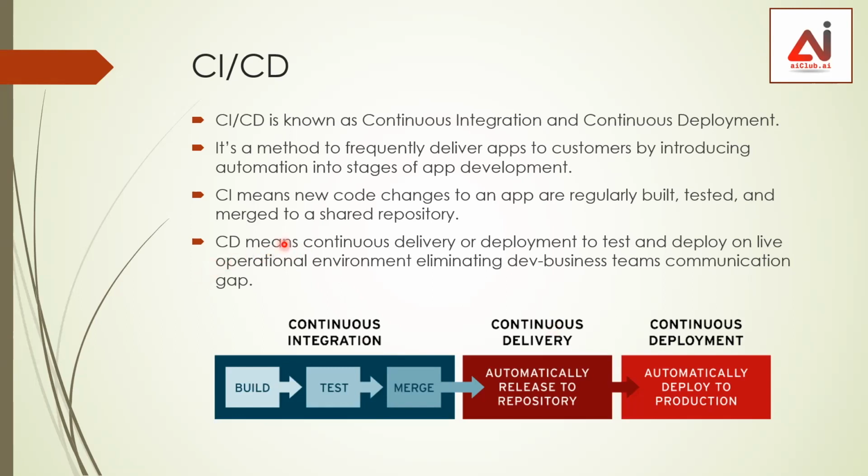Coming to the CD stage, this means continuous delivery or deployment, to test and deploy on the live production environment, eliminating the communication gap between dev and business teams. All these processes are automated, so this is going to eliminate the gap between the devs' requests and the business requirements. And this is going to cut the time between deployments as it is automated in the CD part. This graphical representation is a very good overview of this CI/CD chain.